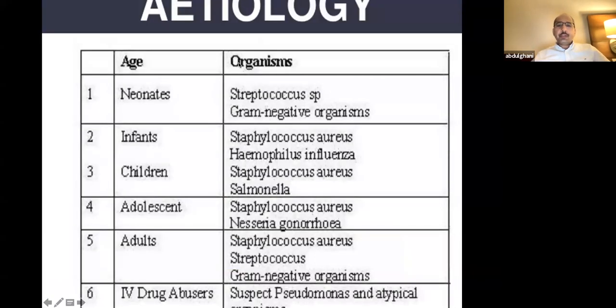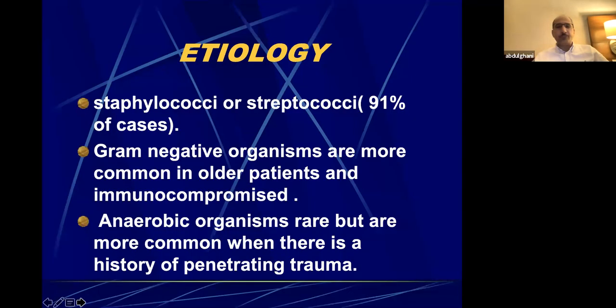When we talk of what are the organisms, that also depends upon the age group. Though Staph aureus is most common in neonates, Streptococcus and gram-negative organisms are slightly more common. In infants, Staph aureus and H influenzae. In children, Staph aureus and Salmonella. In adolescents, it is Staph aureus and gonococcal infection. In adults, Staph aureus, Streptococcus, gram-negative organisms. And in case of IV drug abusers, invariably suspect Pseudomonas and atypical organisms.